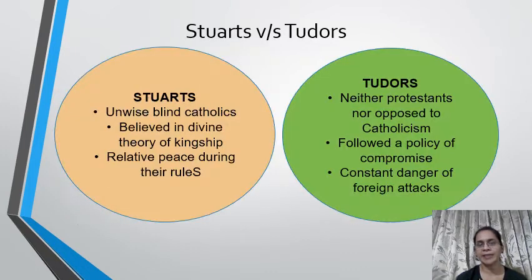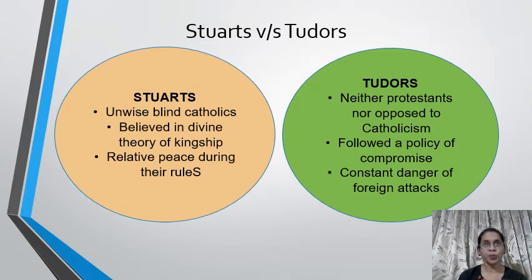Okay, so in this next slide, we will see the Stuarts were basically unwise, blind Catholics. They believed in the divine theory of kingship, and very importantly, there was relative peace during their rule. The Tudors, on the other hand, were neither Protestants nor opposed to Catholicism. They followed a policy of compromise, and the constant danger of foreign attack was there during their rule.